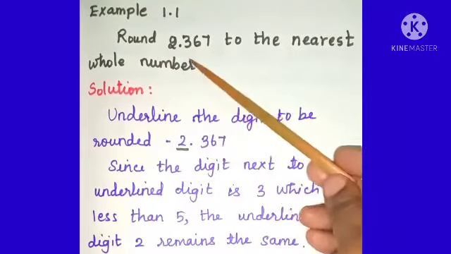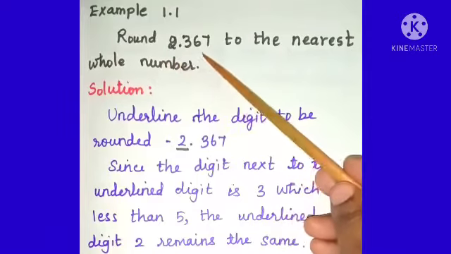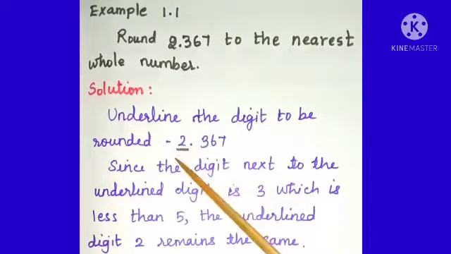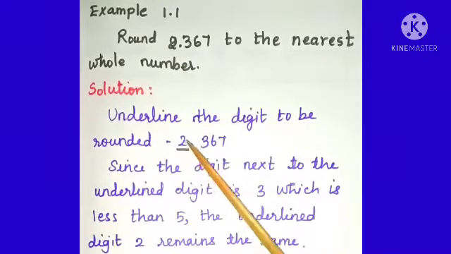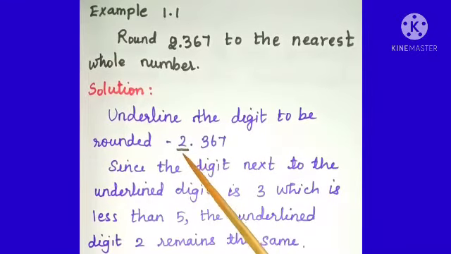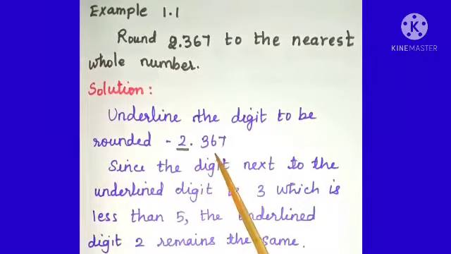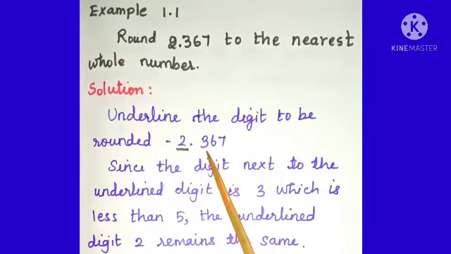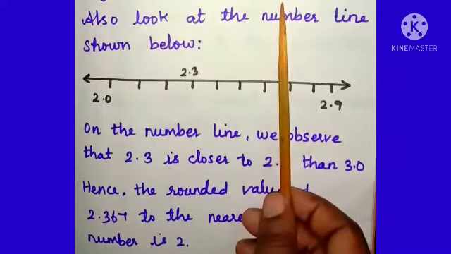So, here let us first underline the digit to be rounded. Here 2 is to be rounded. So, underline the digit and see whether the 10th place digit is less than 5 or not. Here, the 10th place digit is 3, which is less than 5. The underlined digit 2 remains the same because it is less than 5.